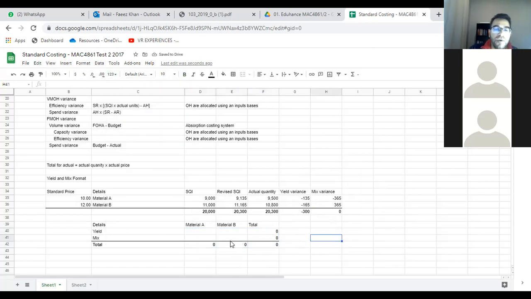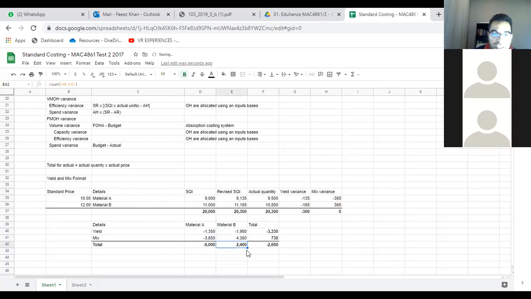Okay, so now how do we get the yield for material A? We go yield variance for material A multiplied by its standard price. We go mix for material A multiplied by its standard price. Then for material B, yield for material B, 165, multiplied by its standard price. And then mix for material B multiplied by its standard price.